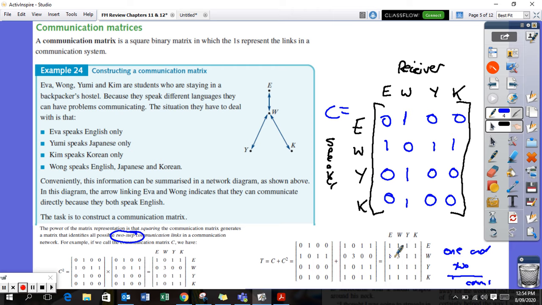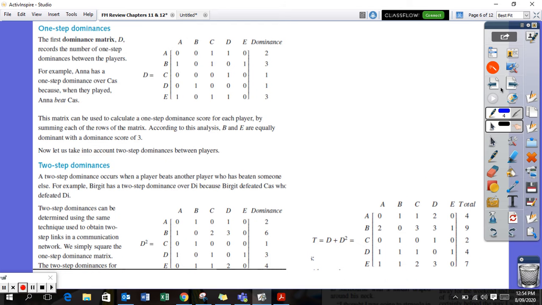So everyone can communicate with everyone else in at most two steps. Okay, and that's what this means. And we'll just have a little bit of a look at dominance. Dominance is a very similar idea to what we've just done, except this relates more to sports and gaming.